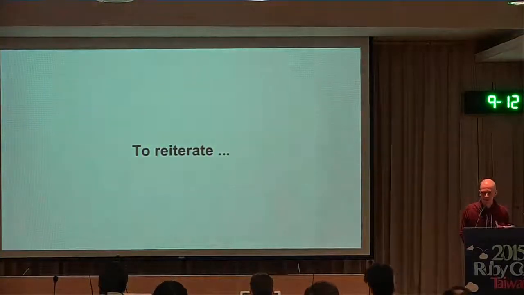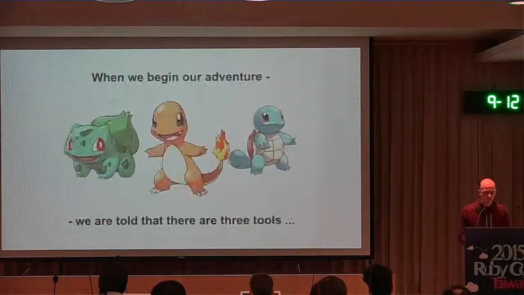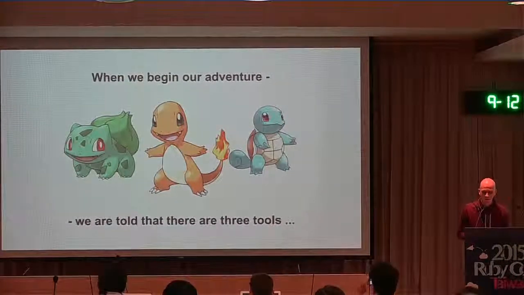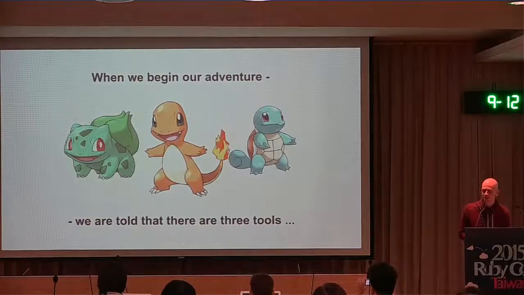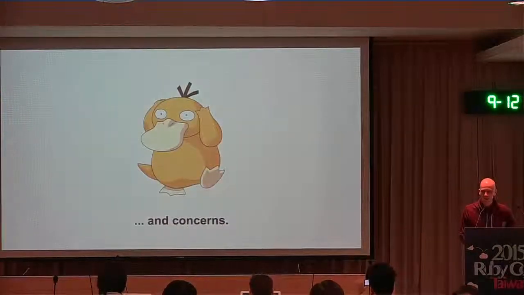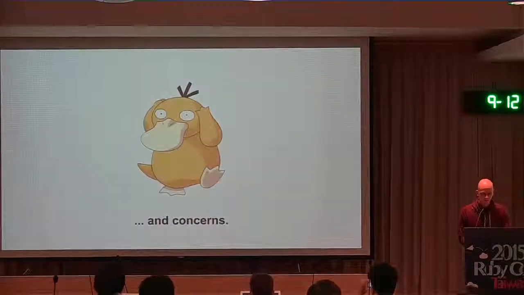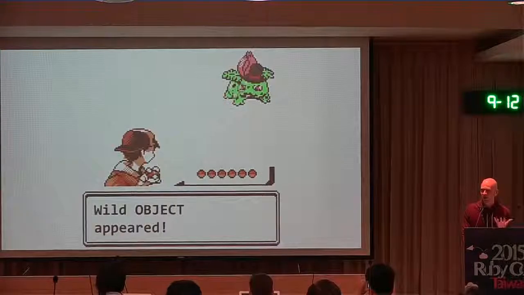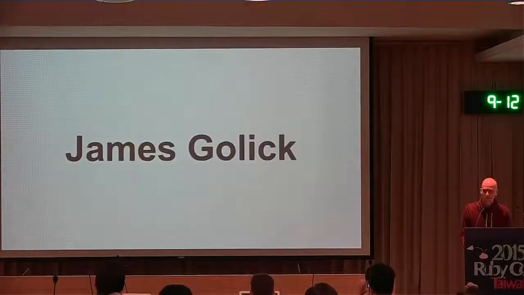So just to reiterate quickly what has happened in the past 5 years or so. When we started out on our adventure, Rails tried to convince us that we kind of only have these 3 tools that we can use to solve any given task. And possibly there's something called concerns as well, but we will ignore those for now. Then something happened. A new kid showed up on the block.